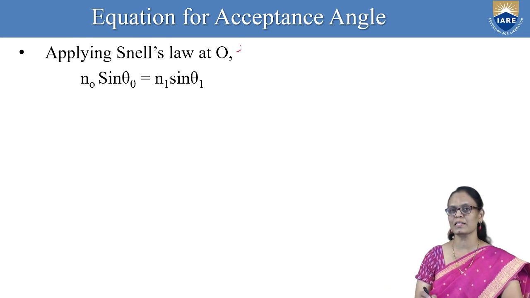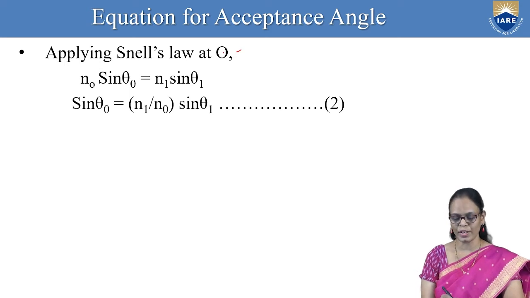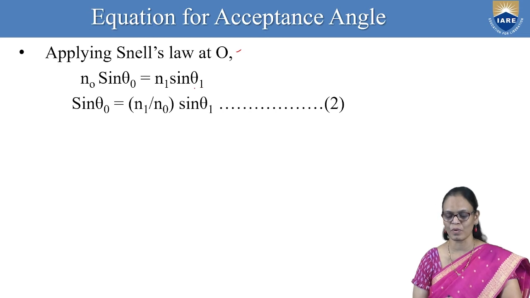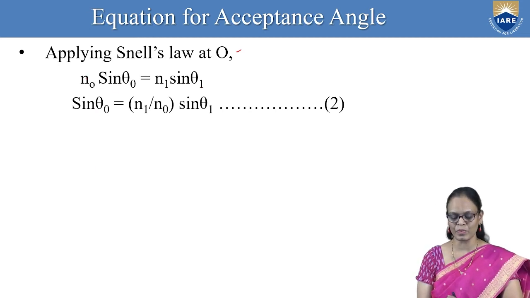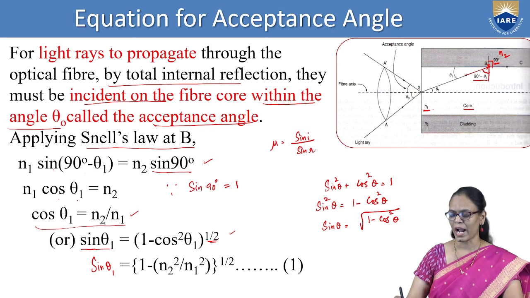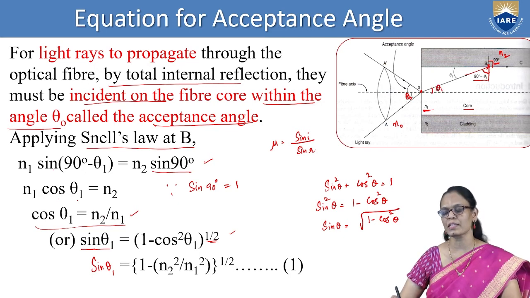Now we'll try to apply the Snell's law at O. So when you apply it at O, what happens? N naught sine theta naught will be equal to N1 sine theta 1, and sine theta naught will be, you will take N naught onto the other side, N1 by N naught sine theta 1. So what we are discussing here is at O. At this point, the refractive index is N naught and the angle at which it is incident is theta naught. The angle of refraction is theta 1 and the refractive index is N1.